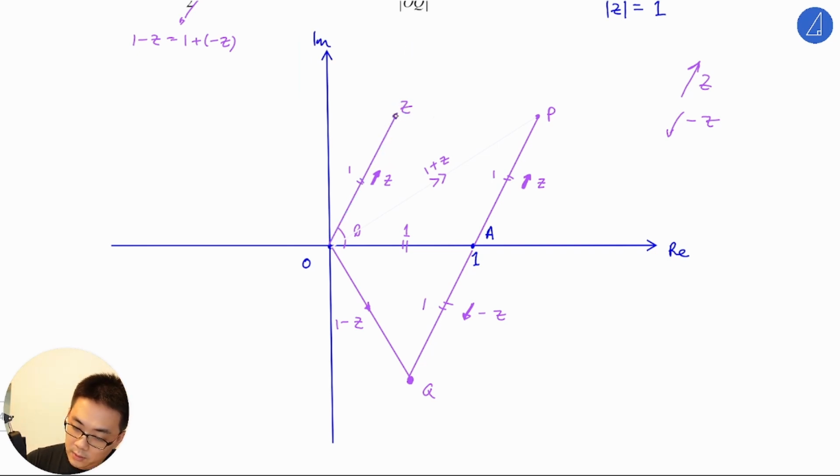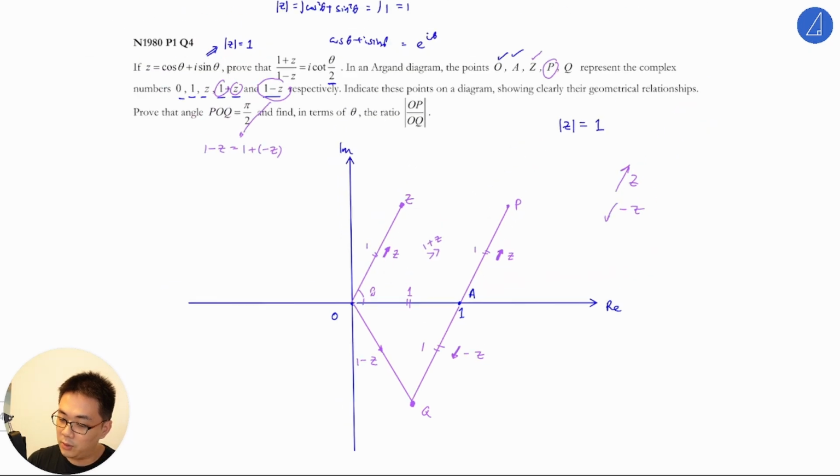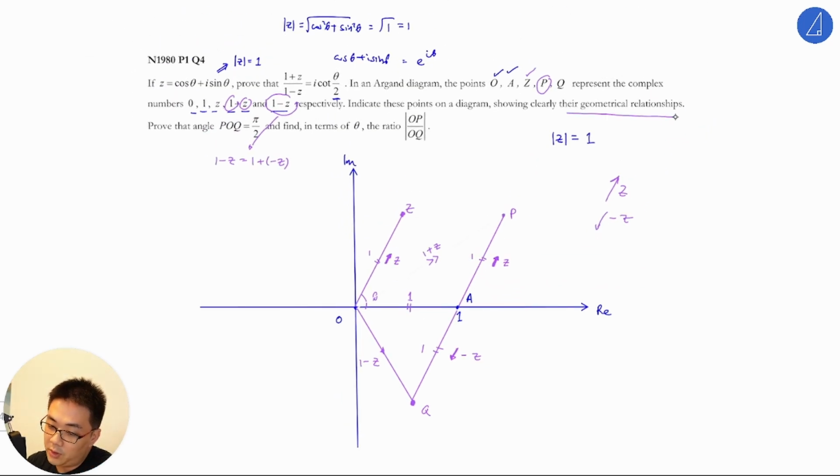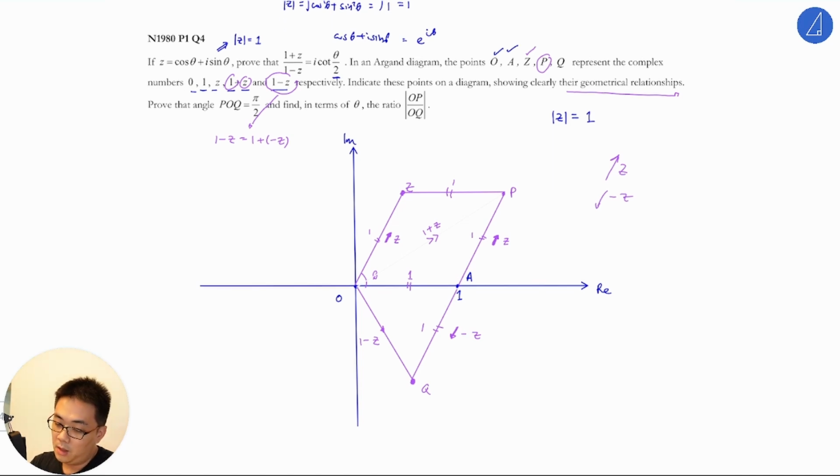Essentially, because they want you to show the geometrical relationship, clearly the geometrical relationship. So if this is Z to P, the length is 1, right? Any issue? Because this will be a parallelogram, this will also be 1. Length here is 1. So from this diagram, OZPA is a parallelogram, but more precisely it is a rhombus.